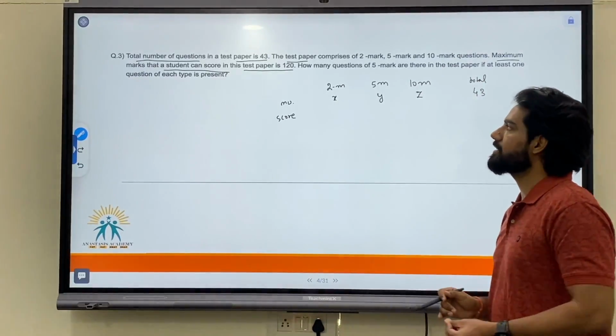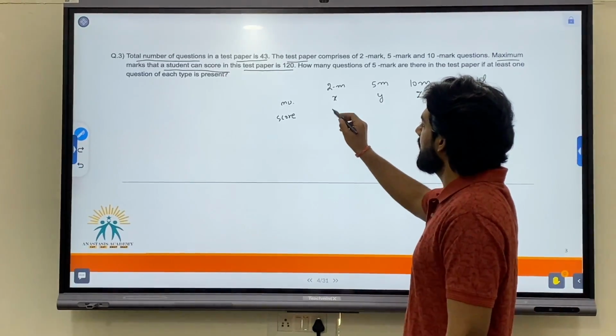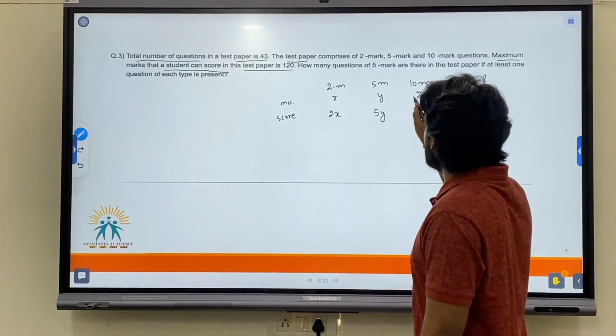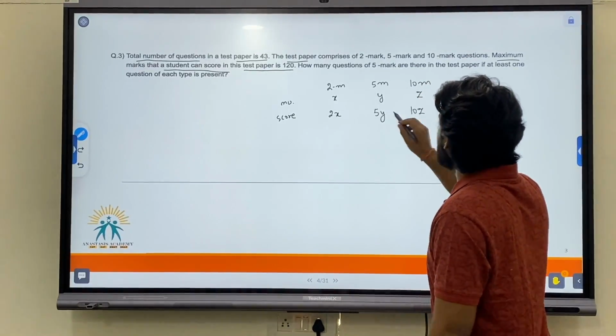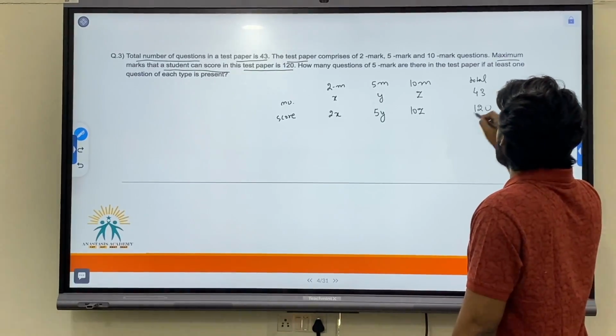So there are x questions of 2 marks. So the score for these 2 mark questions can be 2x. For 5 marks questions it can be 5y. For 10 marks it can be 10z. So the maximum of these scores can be 120.